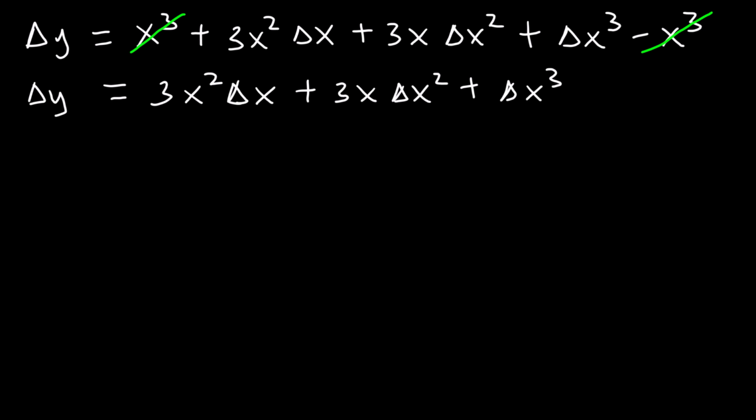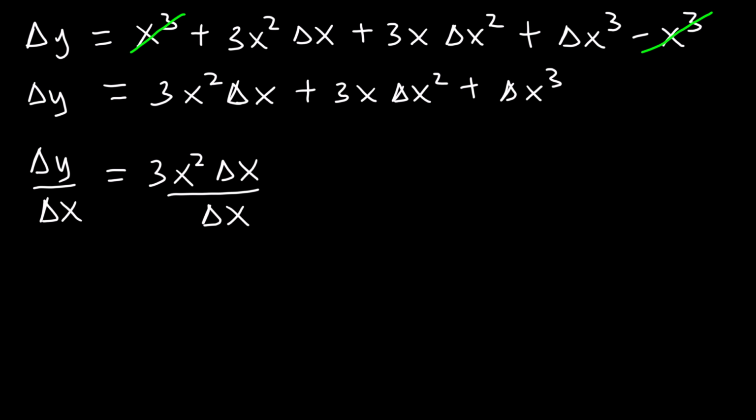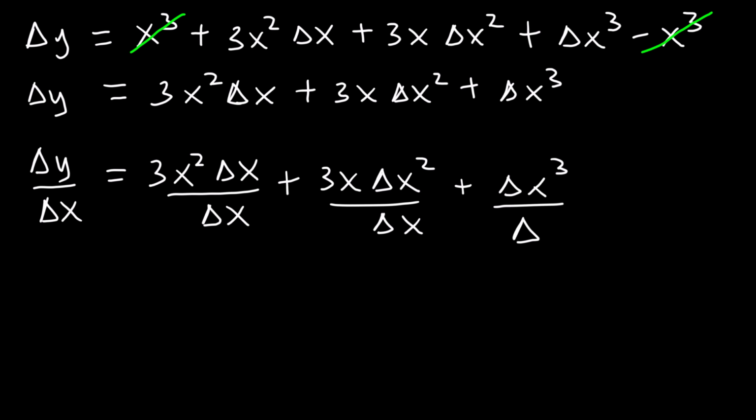And now what we need to do is divide everything by change in x. So on the left hand side we shall have change in y divided by change in x equaling 3x to the power of 2 times change in x divided by change in x plus 3x times change in x to the power of 2 divided by change in x, and then plus change in x to the power of 3 divided by change in x.